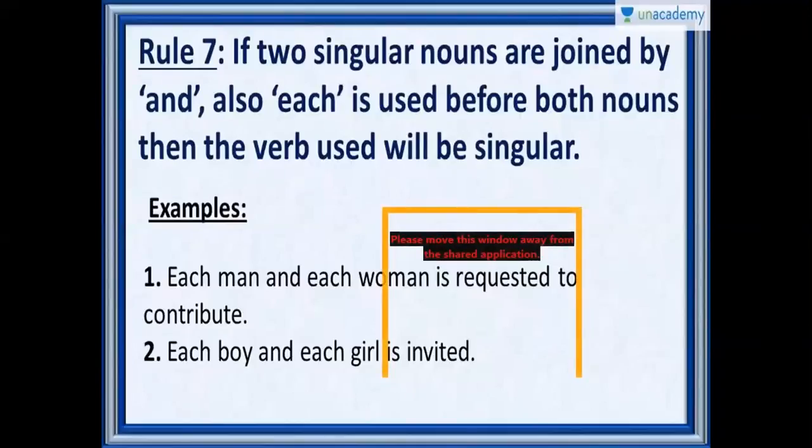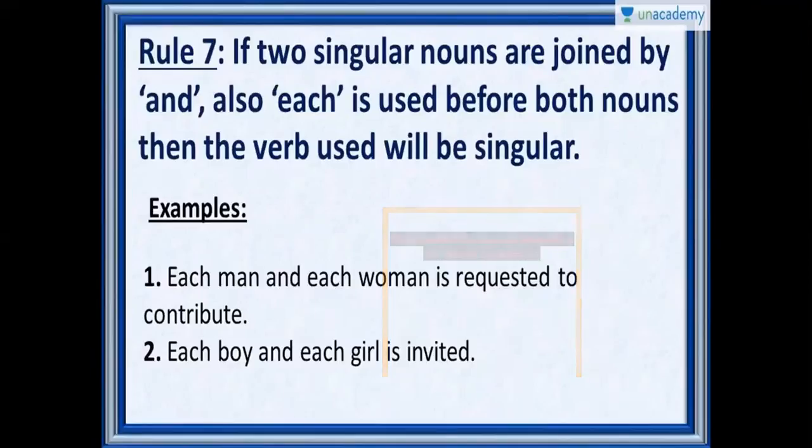Write the second example. Each boy and each girl is invited. Circle each. Two 'each' words are there, no? Circle both the words of 'each' and underline 'is'.